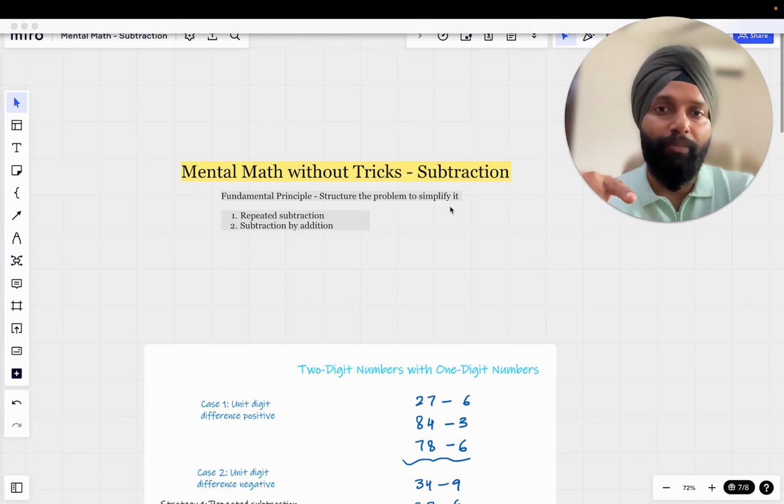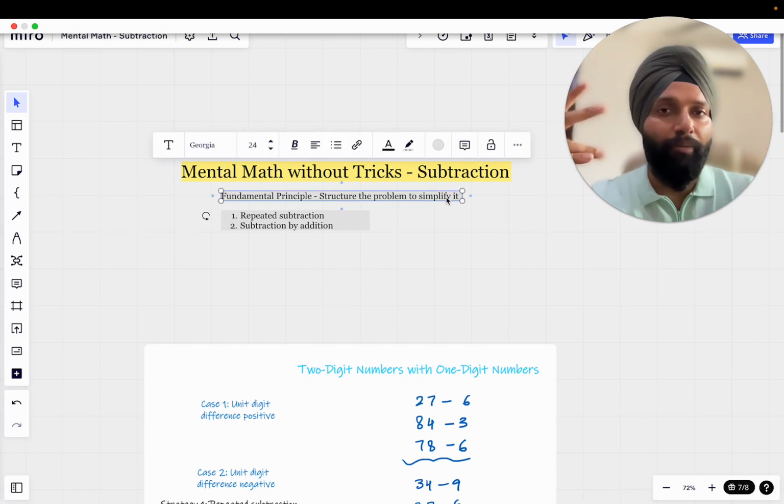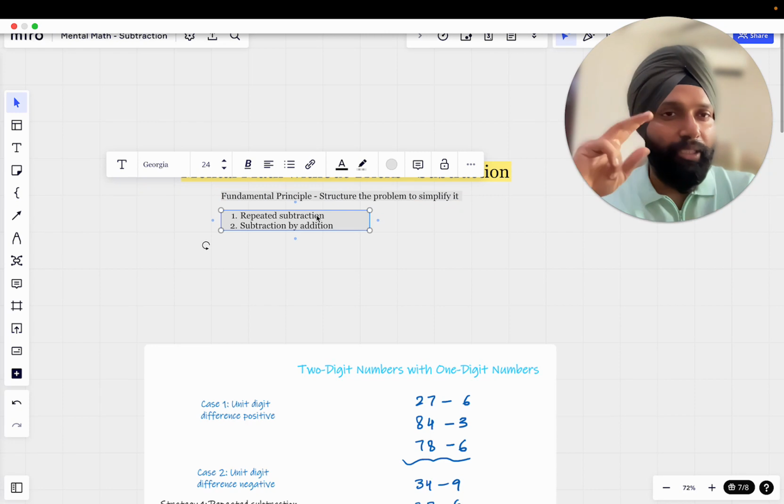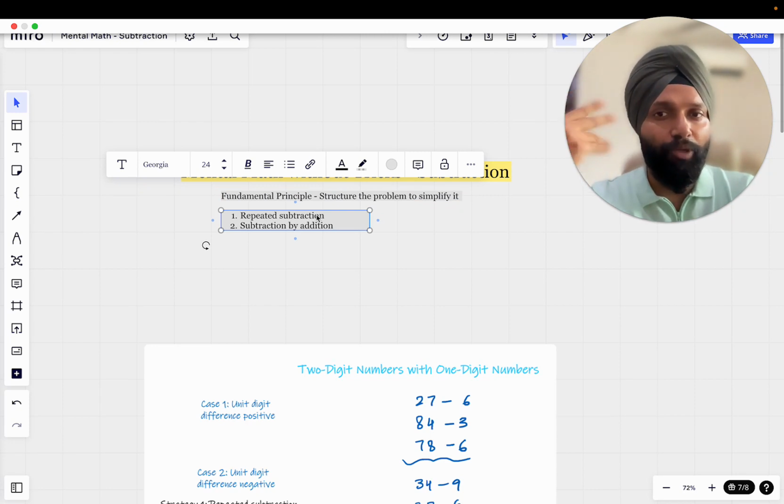Okay, so the fundamental principle I'm going to continuously use is I will structure the problem, I'll simplify it and then subtract it. In that way I'll not have to use any tricks, and of course I'll not be using pen and paper, so I'll be doing it mentally without tricks by just structuring the problem. There are just two common ways to go about subtraction and structure it in a way that we can do it mentally. One is repeated subtraction and the second is subtraction by addition. So I'm going to explain each of these one by one.